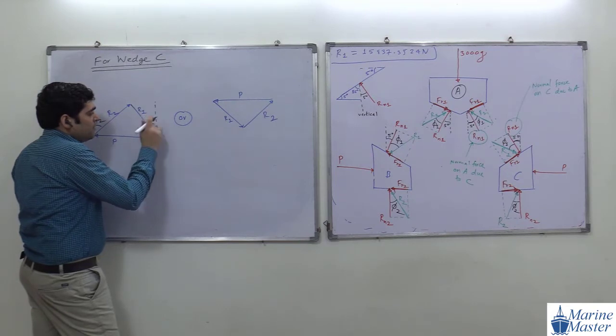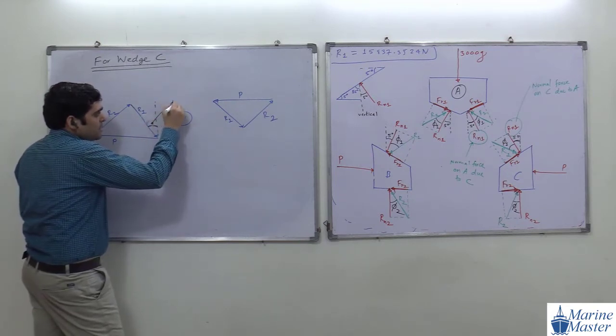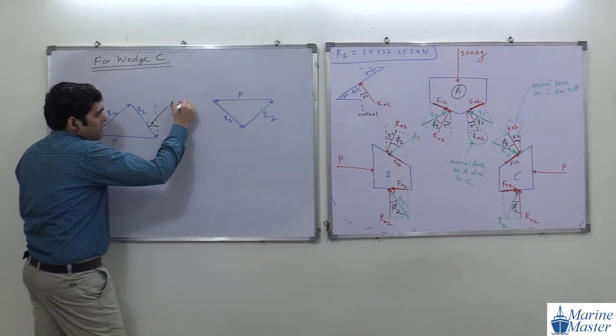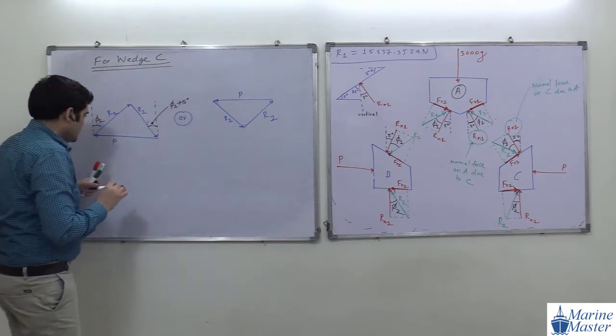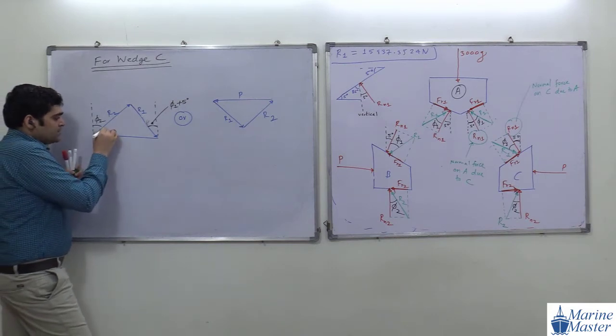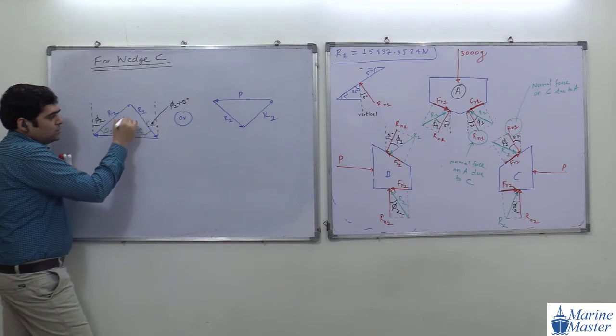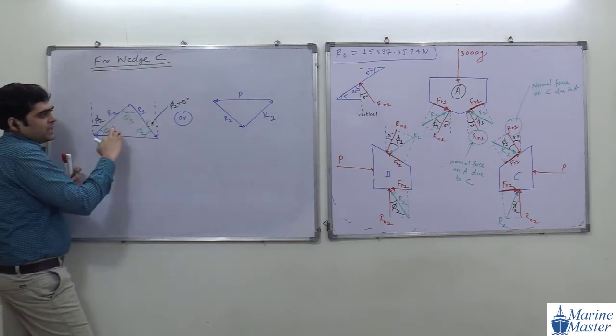This angle will be what? Phi 1 plus 5 degree. Okay, good. Then what we are going to do? We are going to assume this angle as theta 1, this angle as theta 2, and this angle as theta 3. Okay. Same things we can show on this drawing.